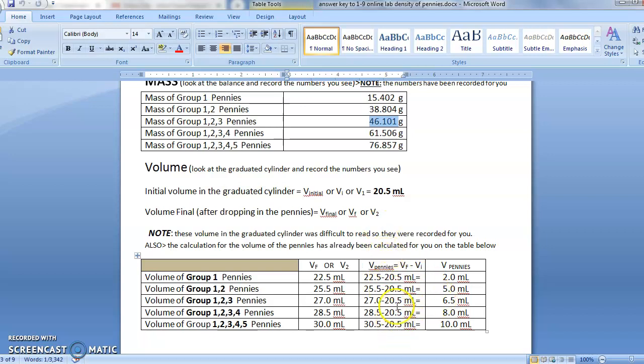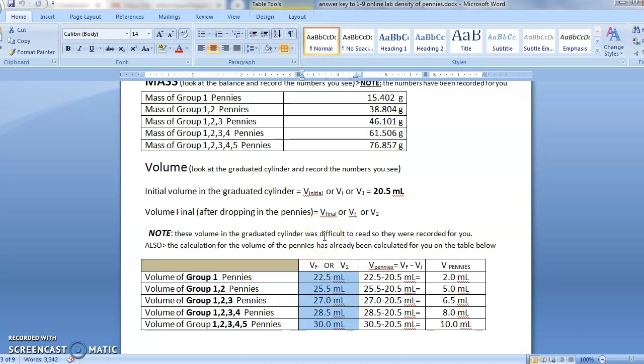By the way, this volume part was very difficult to see. The numbers on the balance you could see pretty easily, but the volume readings were very difficult to read. I did my best to guess what they were. These are numbers that I tried to read for you, the 22.5, 25.5, 27, 28.5, 30.0, but I had great difficulty reading those.